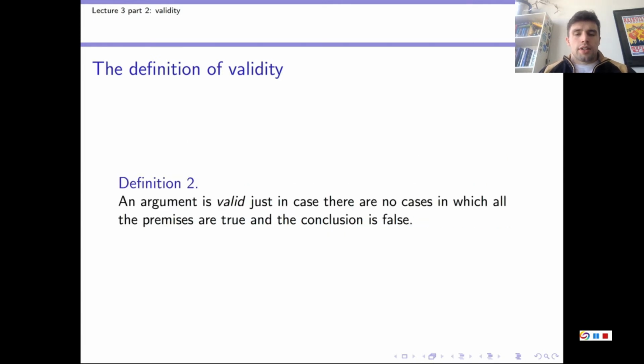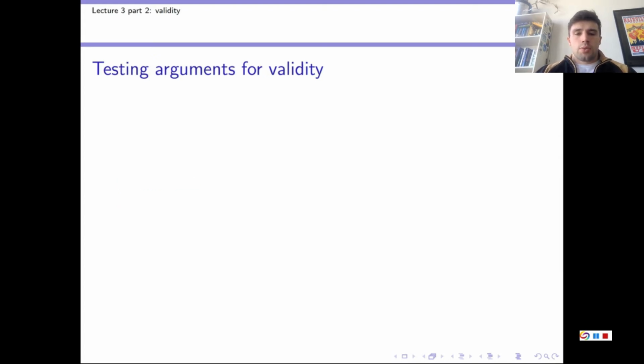We say that an argument is valid just in case there are no cases in which all the premises are true and the conclusion is false. So let's look at an example of how this works. So we're interested in testing arguments for validity, and to do that we use truth tables. So let's take the previous example of the argument with P wedge Q as its premise and P as its conclusion, and test it for validity using the truth table.